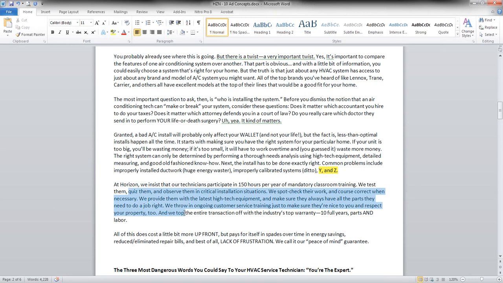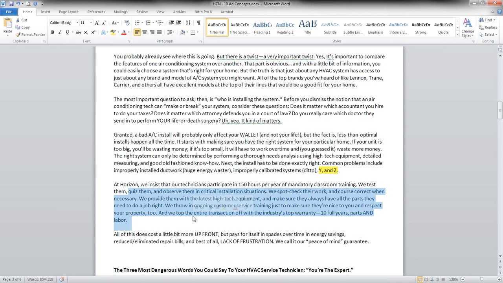Now, this paragraph down here, it says, at Horizon, we insist that our technicians participate in 150 hours a year. This could easily be changed to be generic instead of company-centric. You could come in and say, make sure that any company that you work with has at least 150 hours a year of mandatory classroom training. Make sure that they're tested, quizzed. Make sure they're observed in critical situations. Make sure that their work is spot checked. And you could put this into a more generic tone and format, and it still has the same meaning.